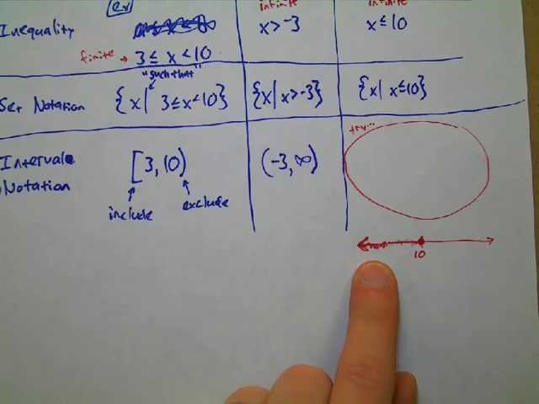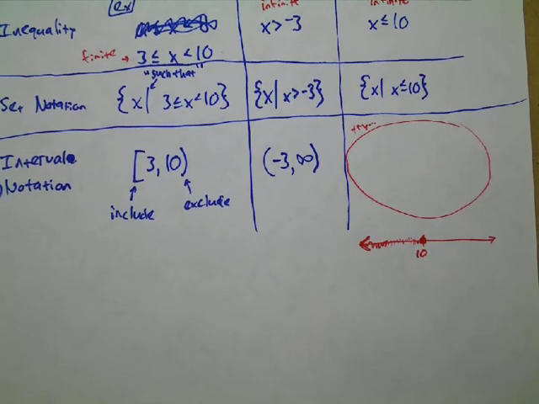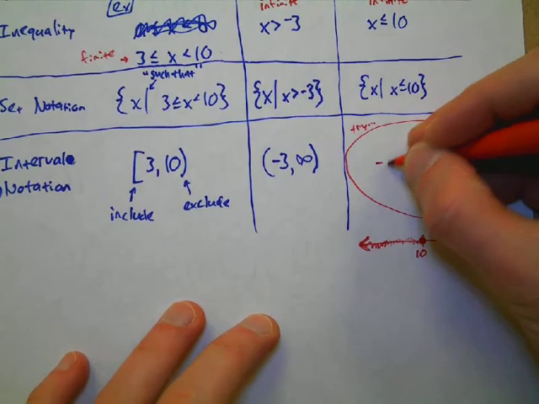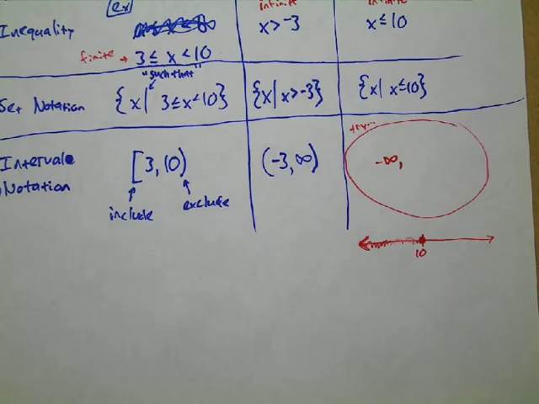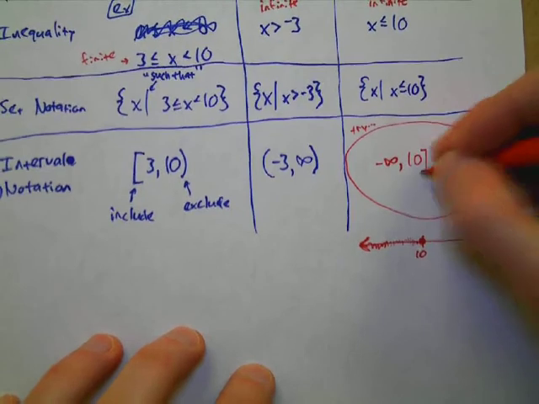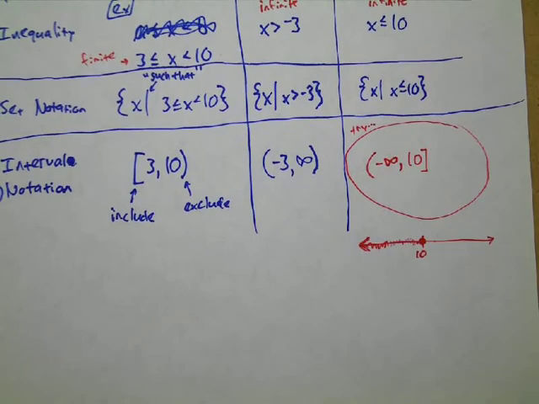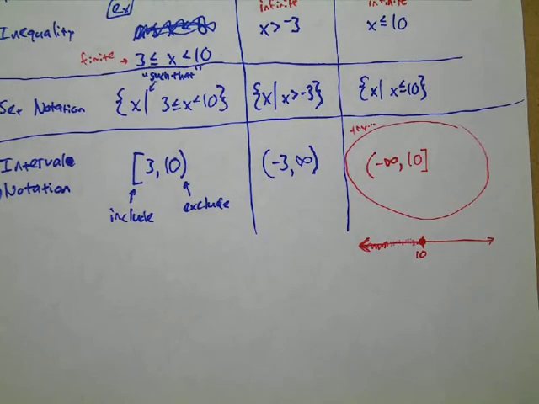So when I describe my interval, I have to go from left to right. What's the farthest left this interval goes to? Negative infinity. So I have to start my interval with negative infinity. What's the farthest right my interval goes to? 10. Do we get to 10? Yes. So at 10, we put a square bracket. I never get to infinity, so there's the answer.